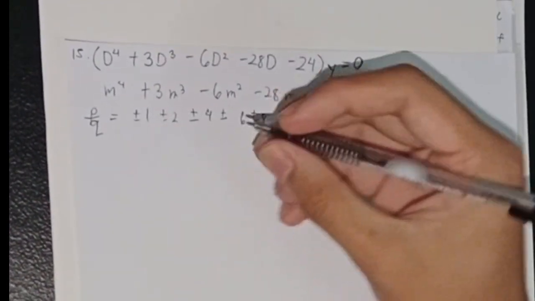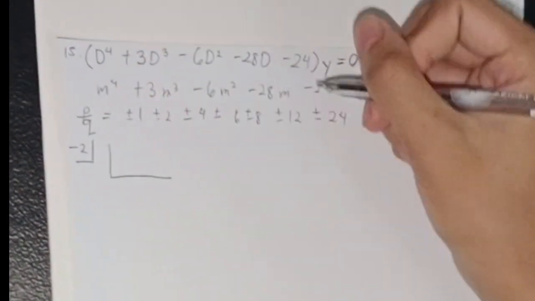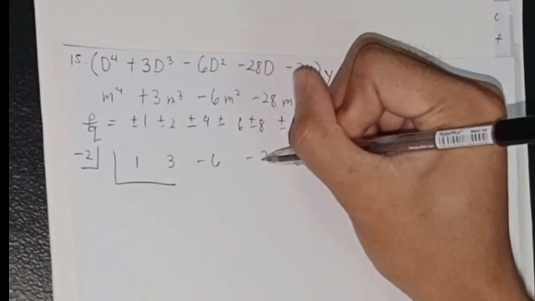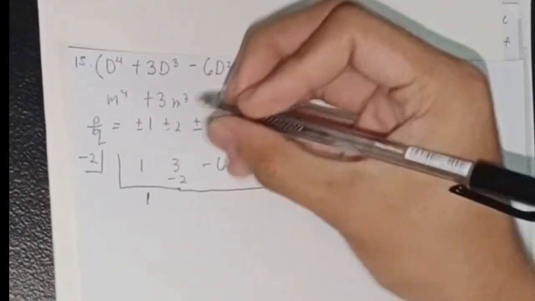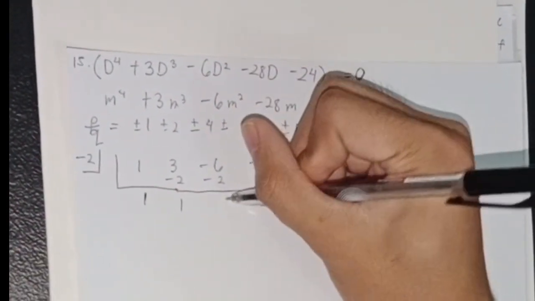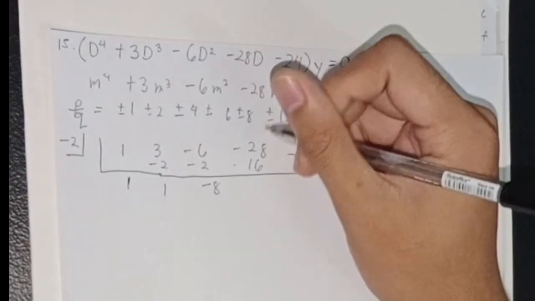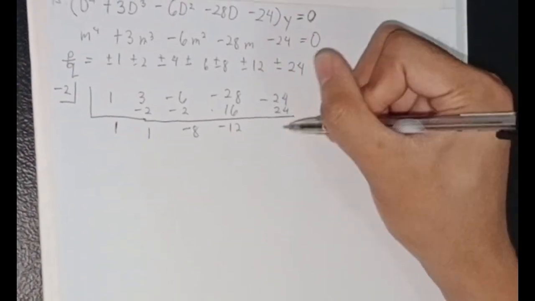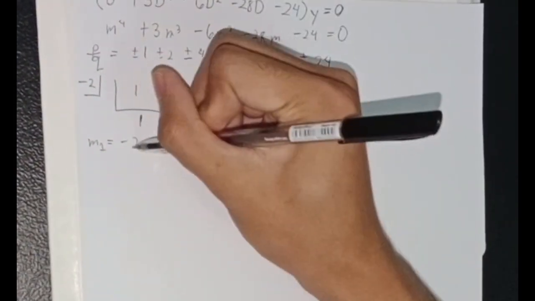So I will use negative 2 as our divisor in this problem. Just copy the coefficients of our equation: 1, 3, negative 6, negative 28, negative 24. Bring down 1. 1 times negative 2 is negative 2. Negative 2 plus 3 is 1. 1 times negative 2 is negative 2. Negative 6 plus negative 2 is negative 8. Negative 8 times negative 2 is positive 16. So it will be negative 12. Negative 12 times negative 2 is positive 24. Plus negative 24 is 0. Therefore, our first root, m sub 1, is equal to negative 2.